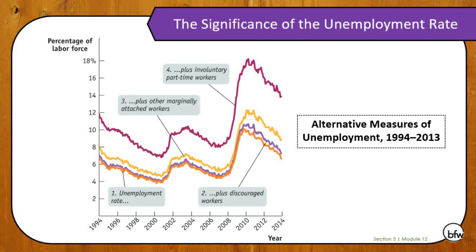Number 3, the yellow-ish line, is if we add other marginally attached workers. So those are people, again, who have applied recently, might apply in the future, but just aren't currently looking for work. And then lastly, as you can see, this was a really big problem during the recession, plus involuntary part-time. That gap there is much larger than it was even here in the early 2000s. So it's just kind of interesting to look at those data points.